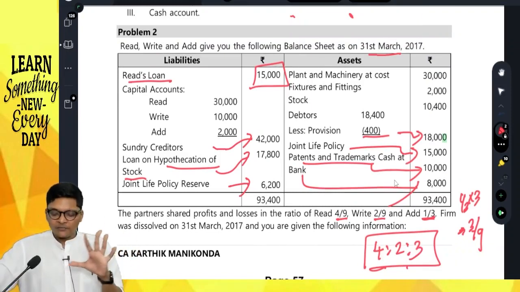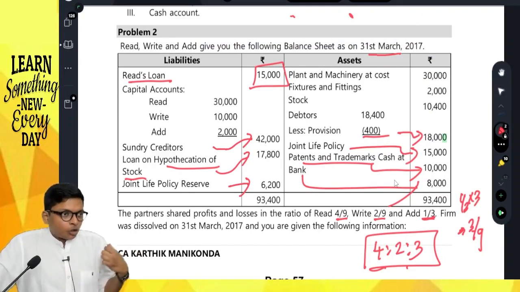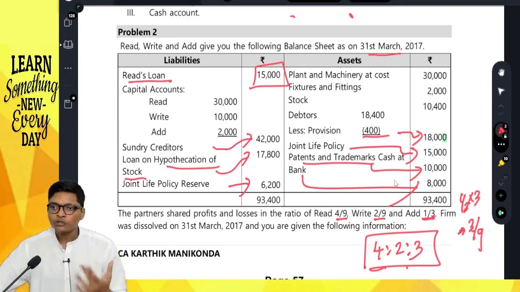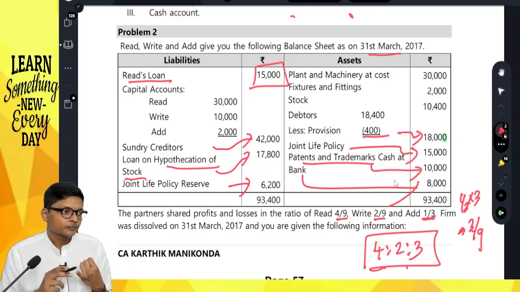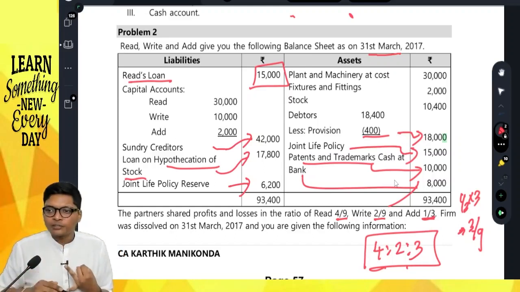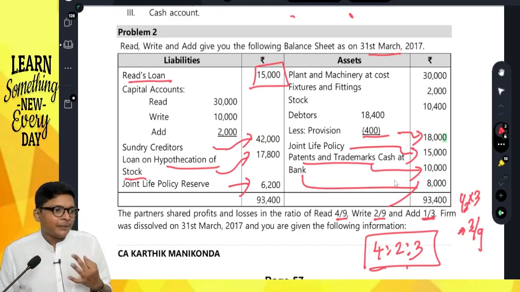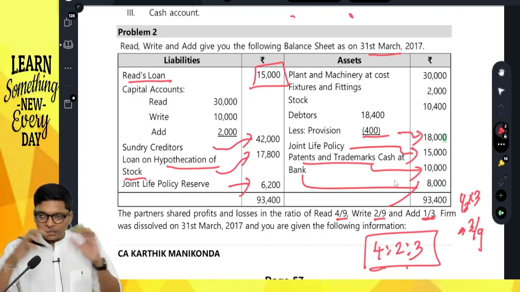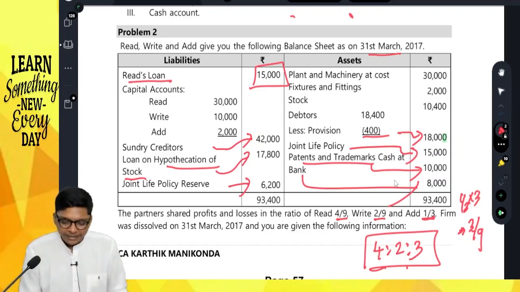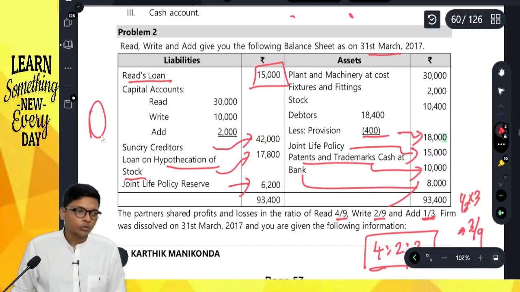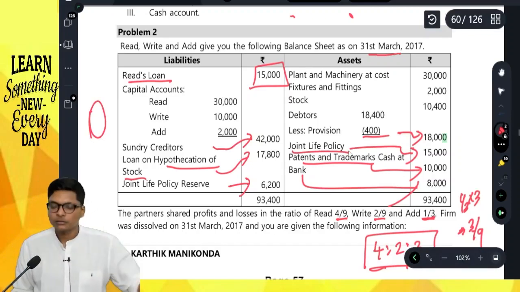You have the paragraph now. Even before going to the next step of the sum, what should I do? Transfer all the assets to the realization account, all liabilities to the realization account, all capital to the partners' capital account, and loans on the partners' names too, and make this balance sheet total zero, including JLP. Treat it like an asset.